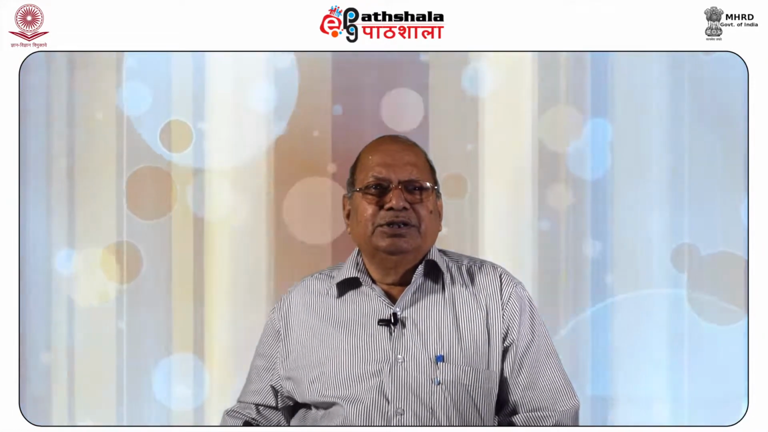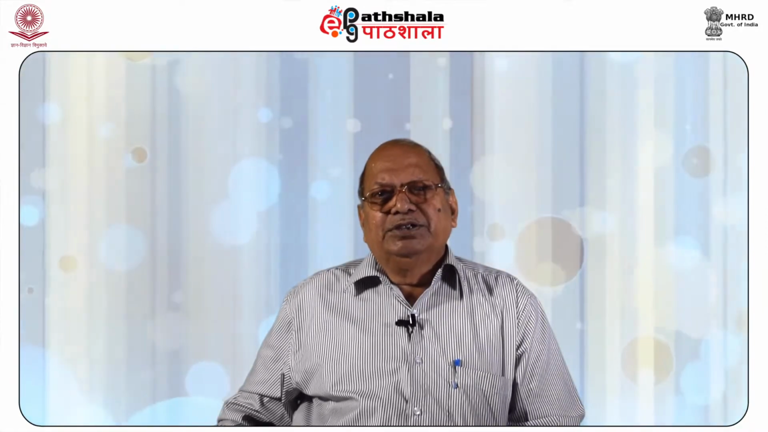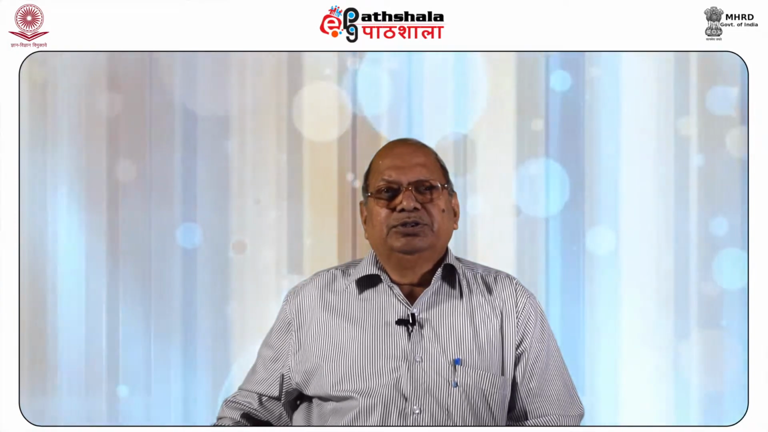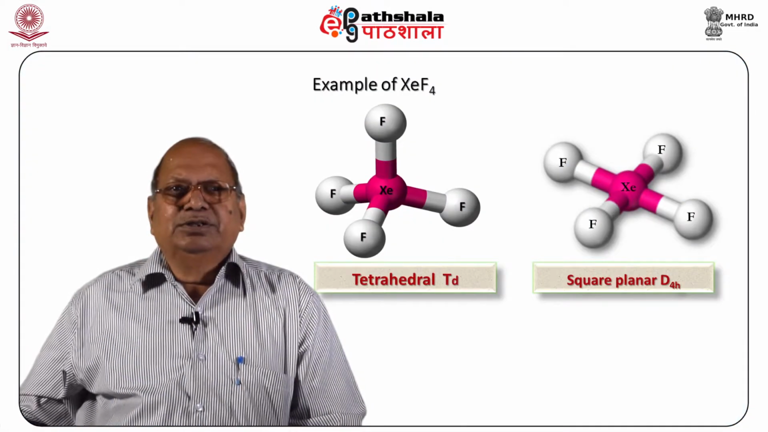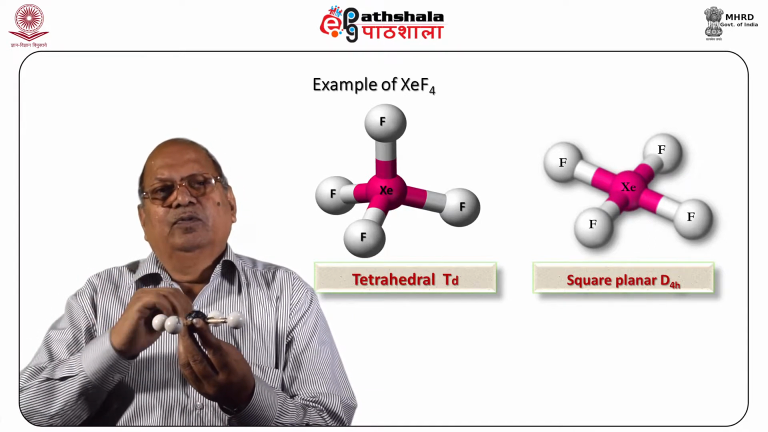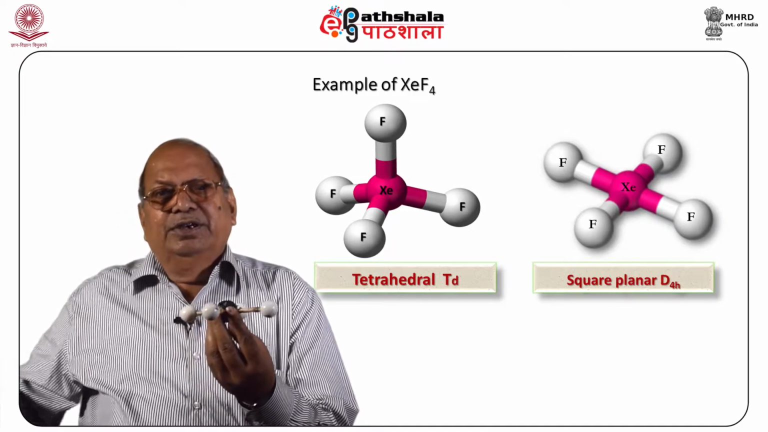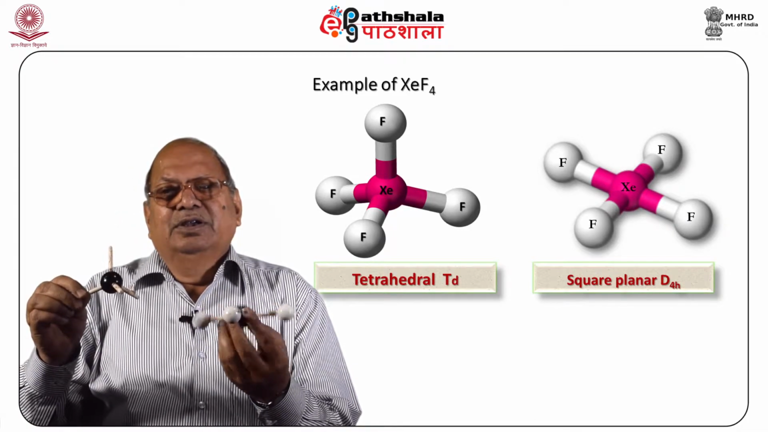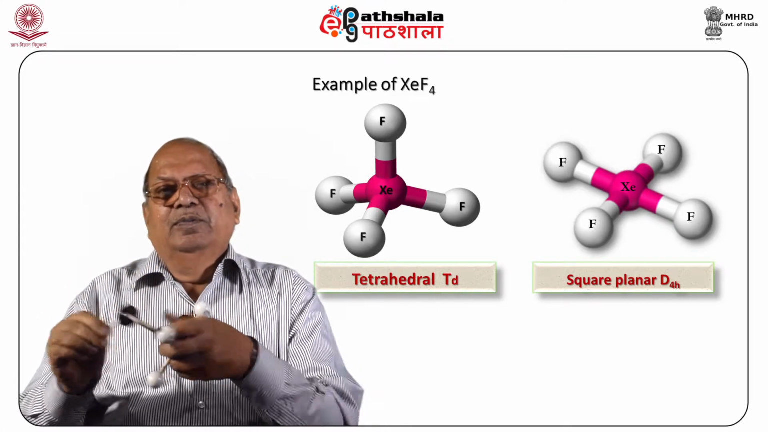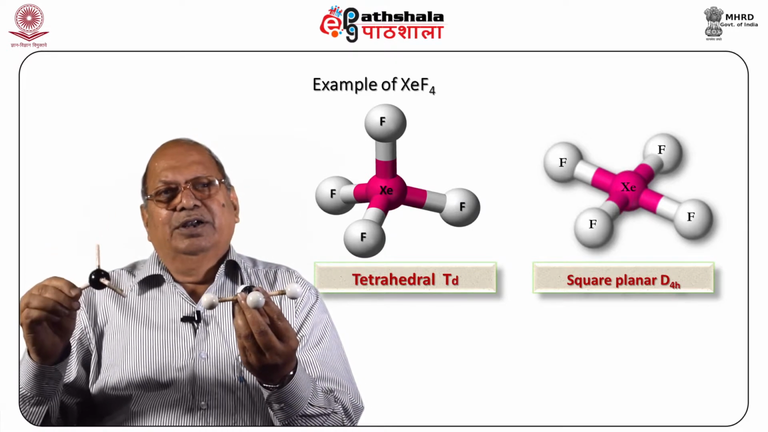Next, let us take the example of xenon tetrafluoride. Based on VSEPR theory, we can assign the geometry to this molecule as shown in the figure. That is, it can be square planar, with all 4 fluorines in a plane, or it can be a tetrahedron like this, with fluorine, fluorine, fluorine and fluorine. So we can have these 2 types, square planar or tetrahedral.